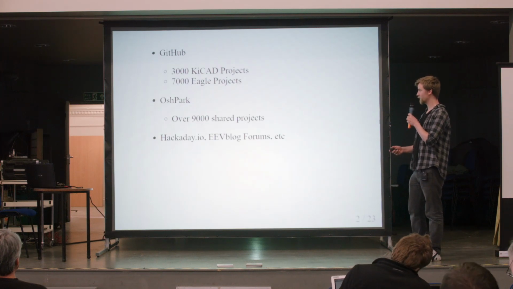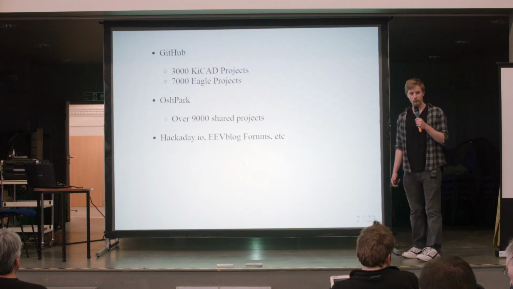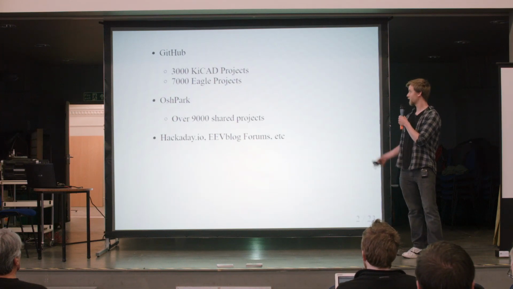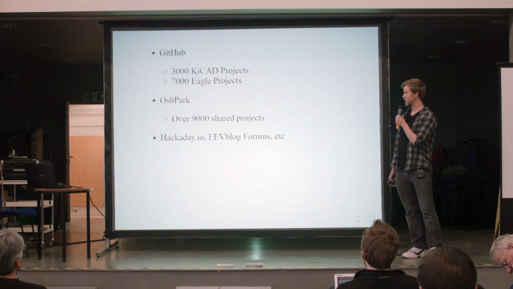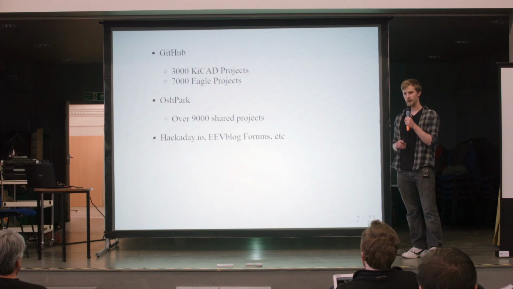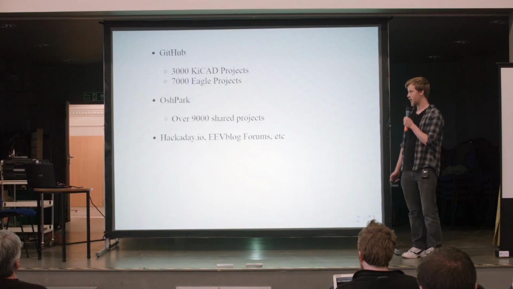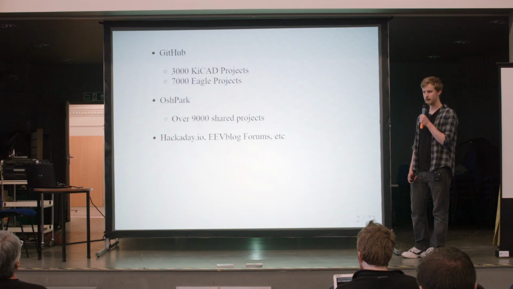So the problem that the site is trying to address is, as many of you will probably know, there are loads of people sharing electronics projects online. I did a little bit of a survey and I found about 3,000 KiCad projects on GitHub, as well as 7,000 Eagle projects on OSHCamp, which has a little site where you can download designs and order them from OSHCamp, or download the Gerbers as well. There's about 9,000 shared projects so far. And that's not counting all the other ways people share projects.